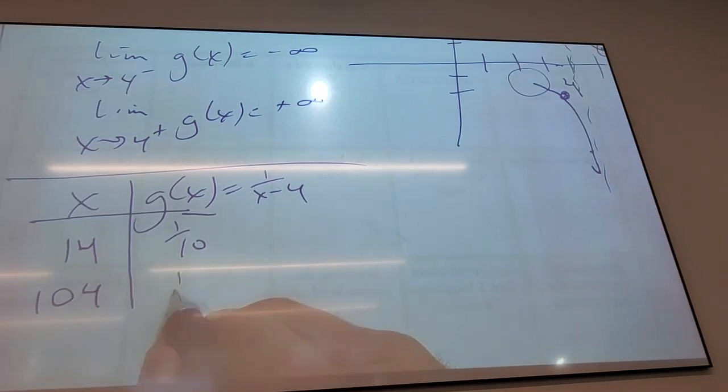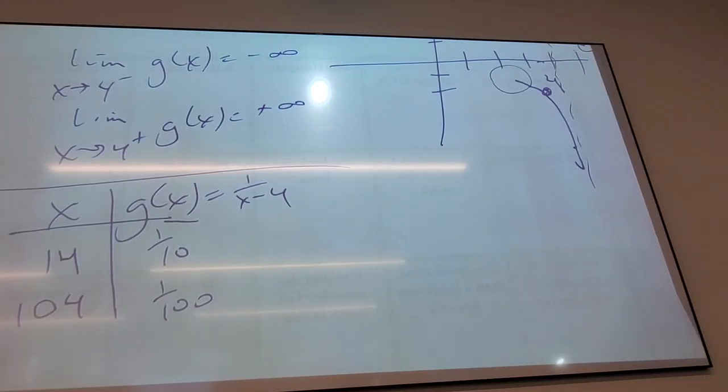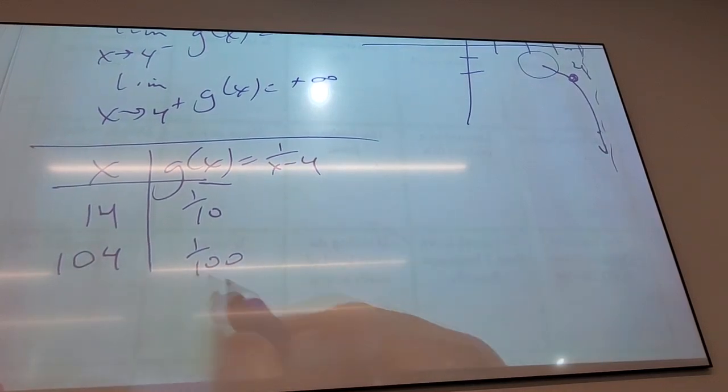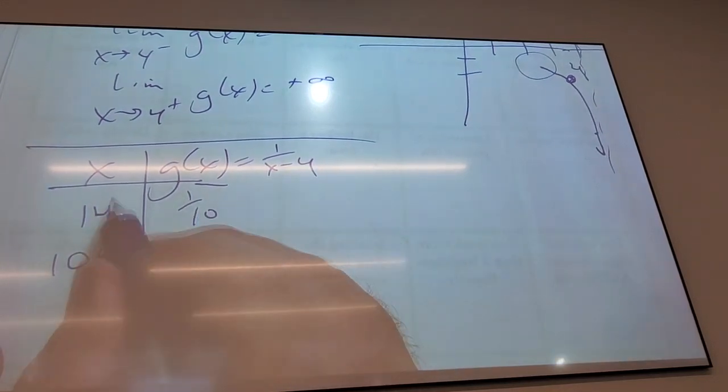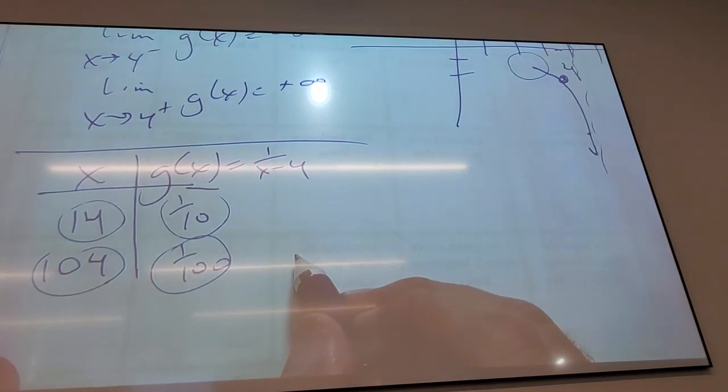1/100. 1 over 100. Do I have to pick these numbers? No. I'm picking them because it's easy to do by hand. But the same thing would happen no matter what numbers I put in there. So I can keep going, but you see what's happening. As my inputs get bigger, my outputs are approaching 0.